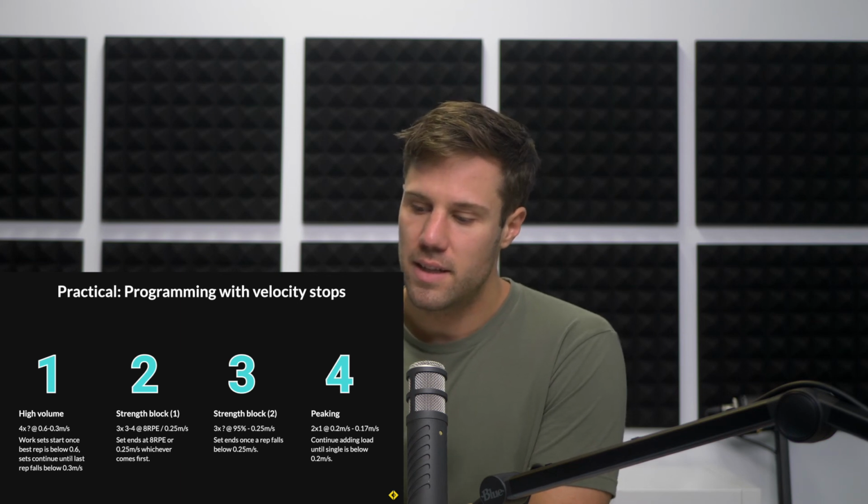Peaking. This is a really intense peak, so we're really actually looking for a velocity PR, a new load PR rather, in this situation, so a new 1RM really with this. So it's 2x1 at 0.2 meters per second down to 0.17 meters per second. So again, we've got a zone. So we've got 0.2 down to that very tight 0.17.